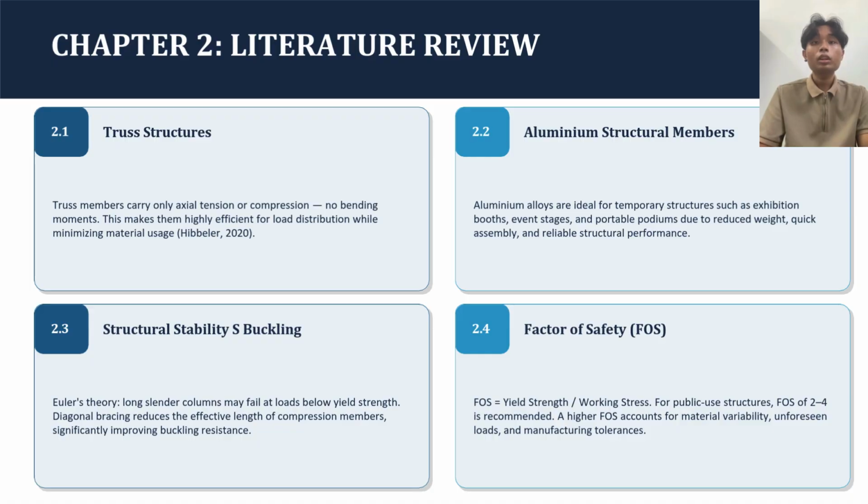Structural stability and buckling: using Euler theory, we recognize that long slender columns may fail at loads below yield strength. Therefore, we incorporated diagonal bracing into our design, which reduces the effective length of compression members and significantly improves buckling resistance. For factor of safety (FOS), finally, we define it as the ratio of yield strength to working stress. For public use structures, an FOS of 2 to 4 is recommended to account for material variability, unforeseen loads and manufacturing tolerance.